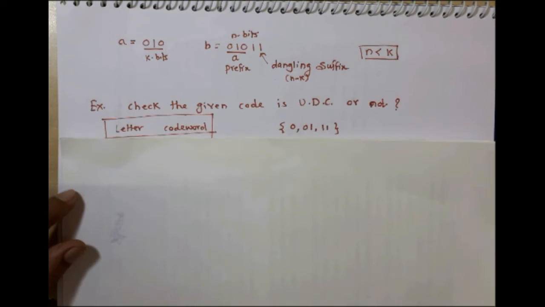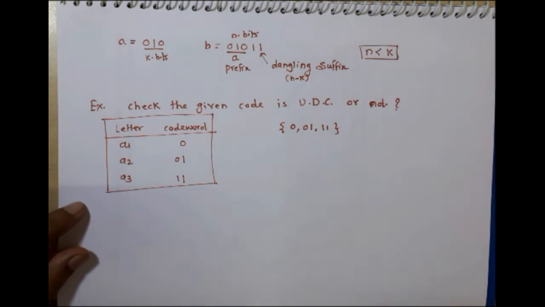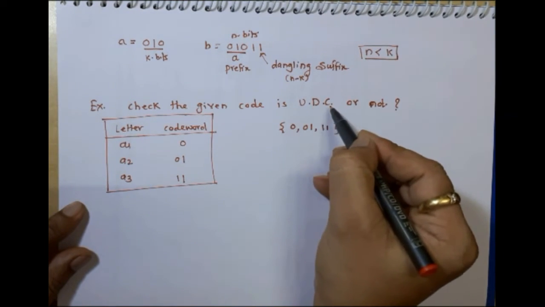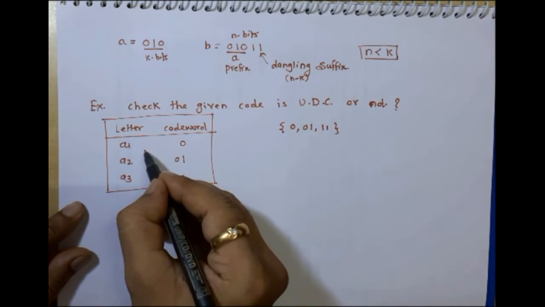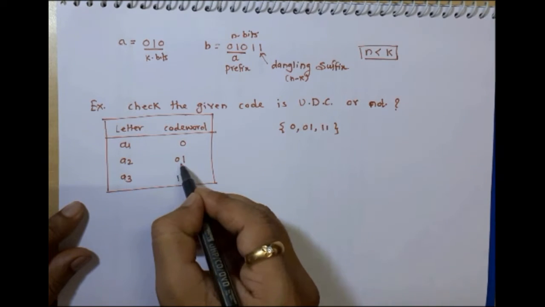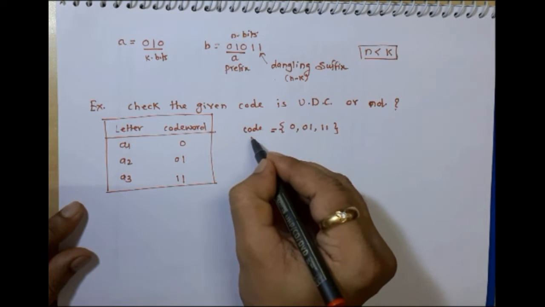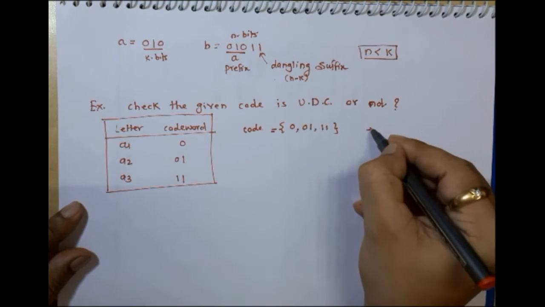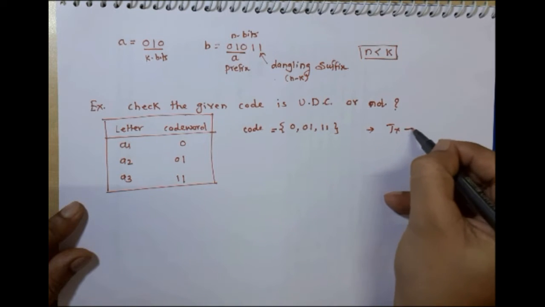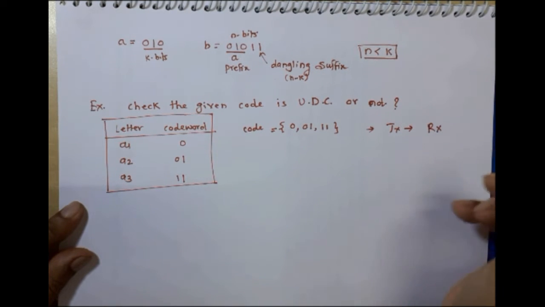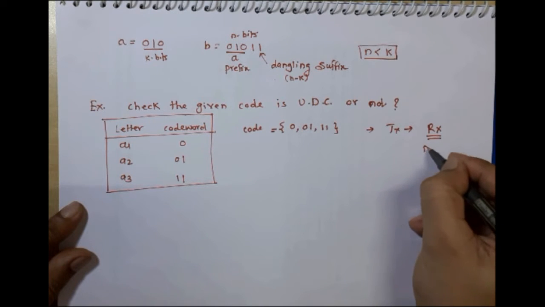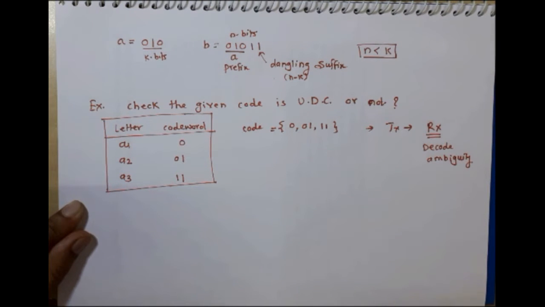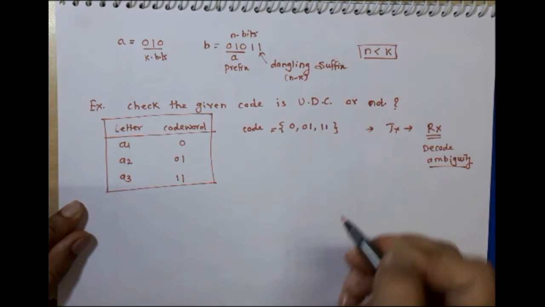So I have one example for you, where we are going to check for a uniquely decodable code. The example is to check whether the given code is uniquely decodable or not. The code is given as A1 equal to 0, A2 equal to 01, A3 equal to 11. We can write our code as 0, 01, 11. Now why is it required? When we transmit this code from the transmitter to the receiver, the receiver should be able to decode it properly without any ambiguity. So that is why this test is required.